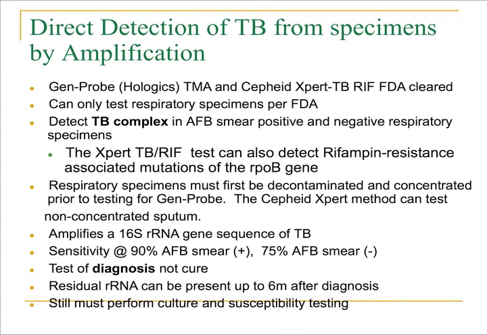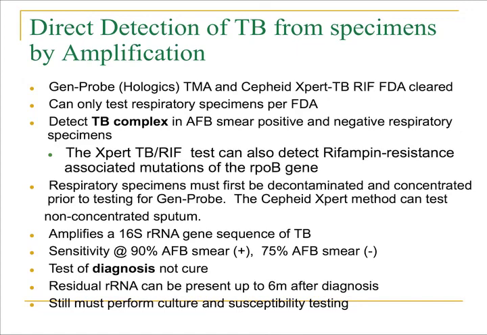Also, the Cepheid assay has an extra target where it can detect the rifampin resistance-associated mutations of the rpoB gene. Respiratory specimens first must be decontaminated and concentrated prior to using the Gen-Probe Hologic assay. But the Cepheid Xpert method can also be used on non-concentrated sputum, which is an added benefit, in that you can get a specimen directly from a patient and test it the same day using the Cepheid Xpert MTB/RIF test. They both amplify a 16S rRNA gene sequence of TB. The sensitivity is around 90% for the AFB smear positive specimens and 75% for the smear negative specimens.